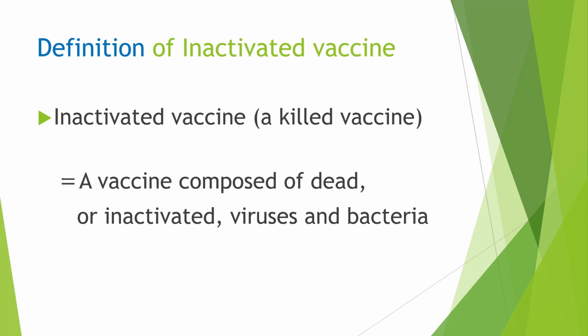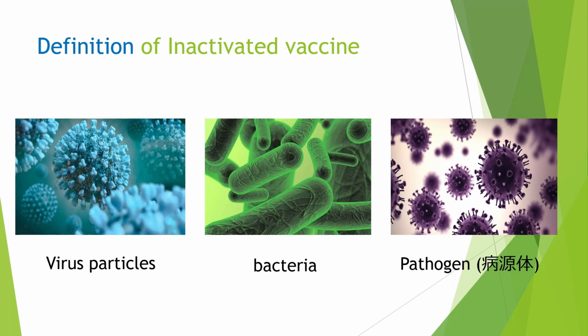Inactivated vaccine is also called a killed vaccine. Inactivated vaccines are composed of dead or inactivated viruses and bacteria. In detail, an inactivated vaccine is a vaccine consisting of virus particles, bacteria, or other pathogens that have been grown in culture and then killed to destroy disease-producing capacity.